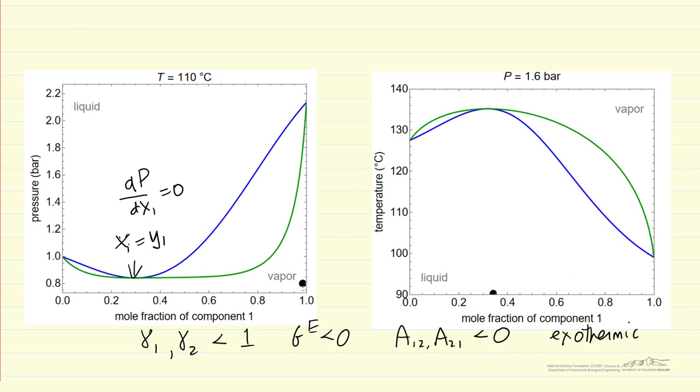So if we were boiling a vat of these two components, as we boil away material, the temperature increases, we'll eventually reach the azeotrope, and then we can no longer get separation by distillation because the liquid and the vapor have the same mole fraction. This is one of the significant issues about azeotropes.